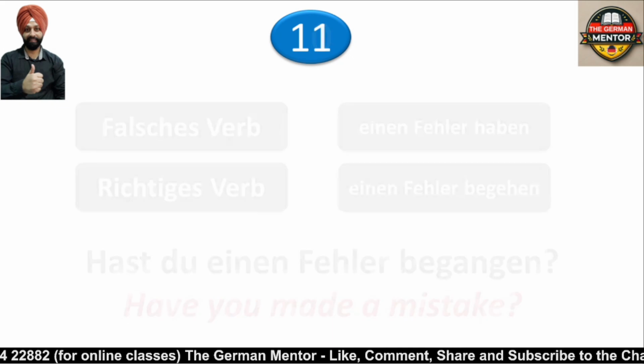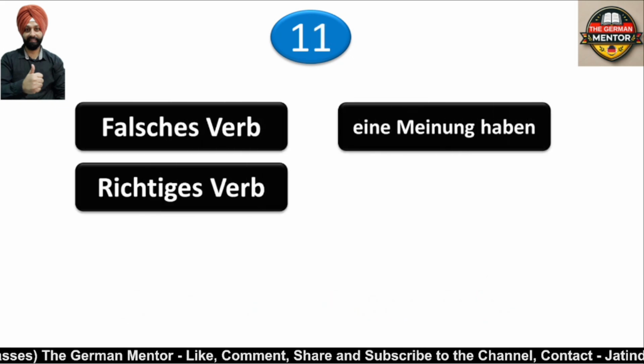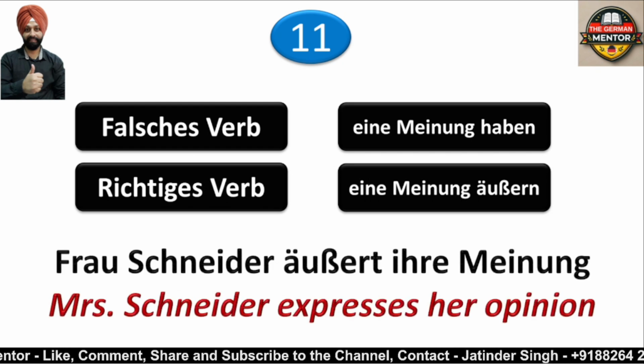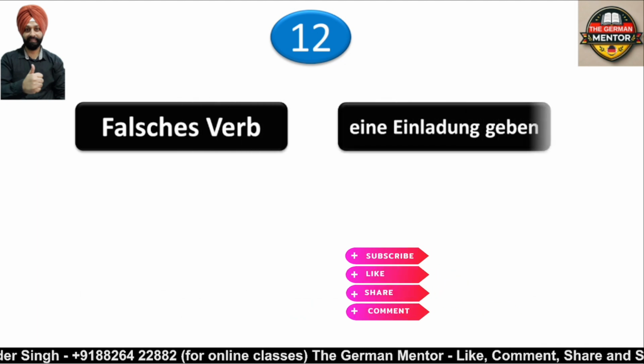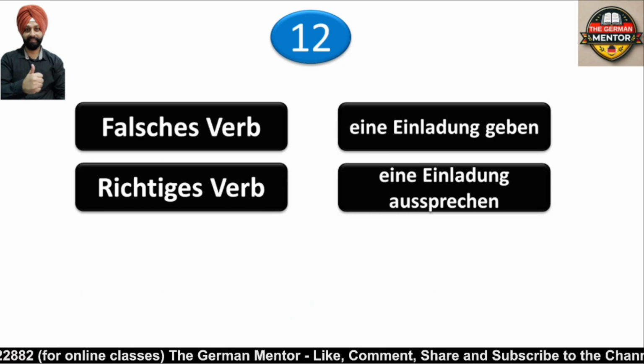Now see the next one, Nummer 11. First, the wrong combination, eine Meinung haben, but you need to use eine Meinung äußern. Zum Beispiel, Frau Schneider äußert ihre Meinung. Mrs. Schneider expresses her opinion. So äußern is the correct verb with the combination eine Meinung. The next one, Nummer 12. The wrong combination which we use, eine Einladung geben, but the correct one is eine Einladung aussprechen.